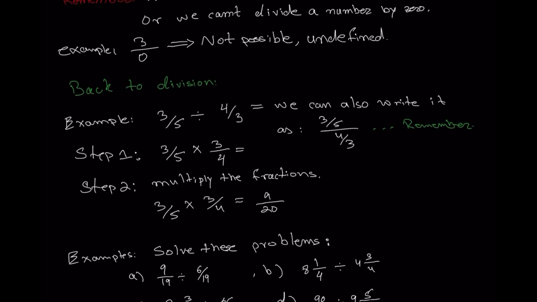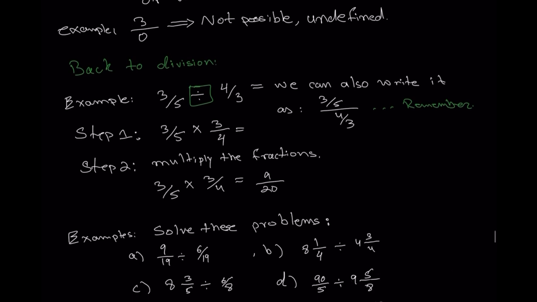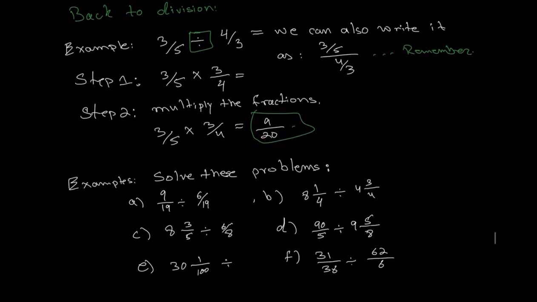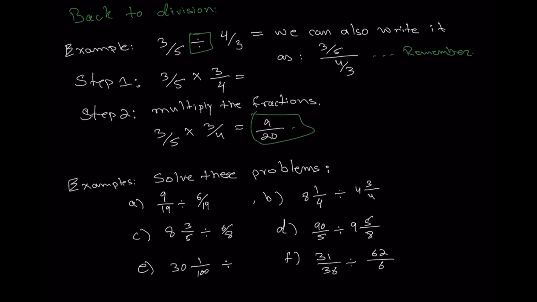We said we will not touch the first fraction, or the dividend. We will leave that one as it is, and we will flip the division sign to multiplication and flip the second fraction. 4 over 3 will become 3 over 4, and then do the multiplication. 3 times 3 is 9, 5 times 4 is 20. So this is our product of these two fractions, which was originally the division.